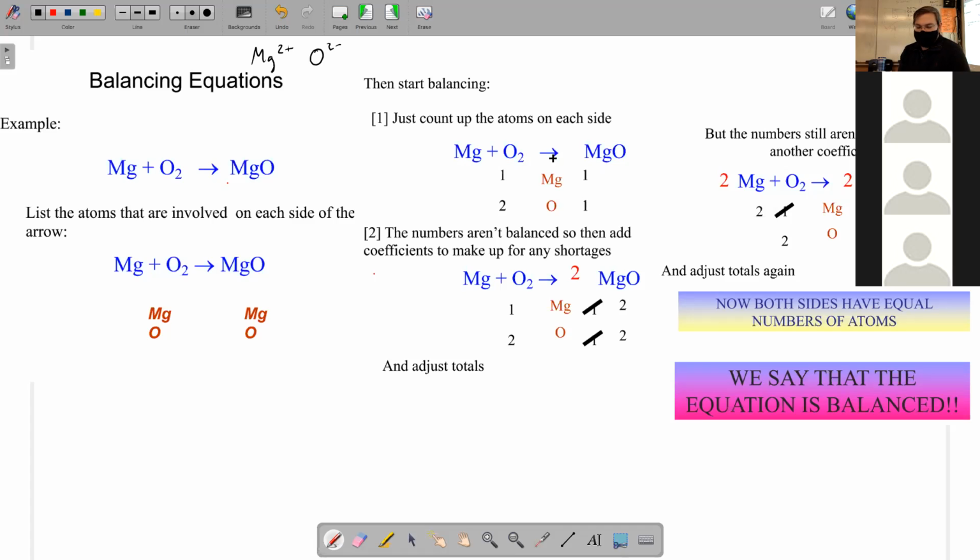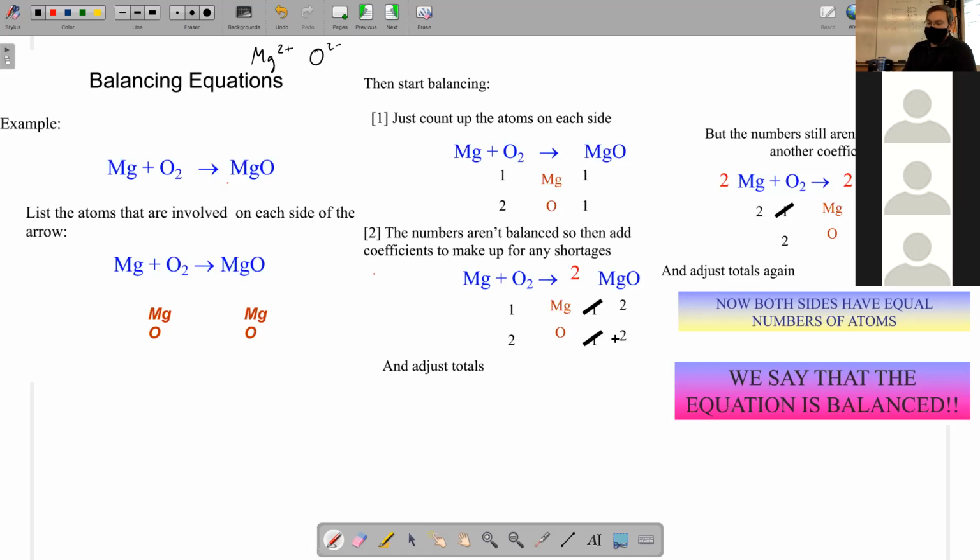Starting out, the magnesiums are balanced, 1 magnesium and 1 magnesium, but the oxygens are not, 2 oxygens and 1 oxygen. So in order to balance the equation, the only thing you can do is put coefficients in front of the individual reactants or products. What's unbalanced are the oxygens. But if you put a 2 in front of MgO, then instead of there being 1 magnesium and 1 oxygen, now there's 2 magnesiums and 2 oxygens.